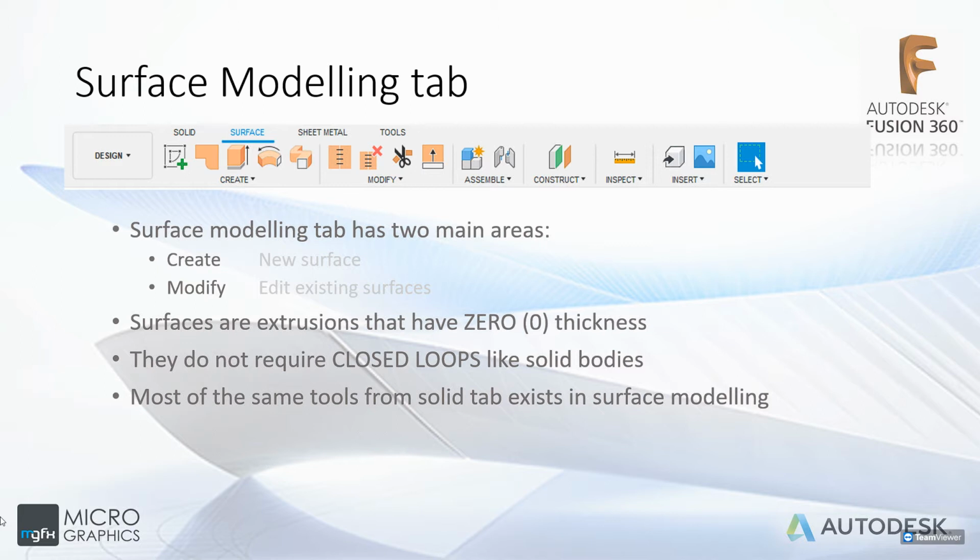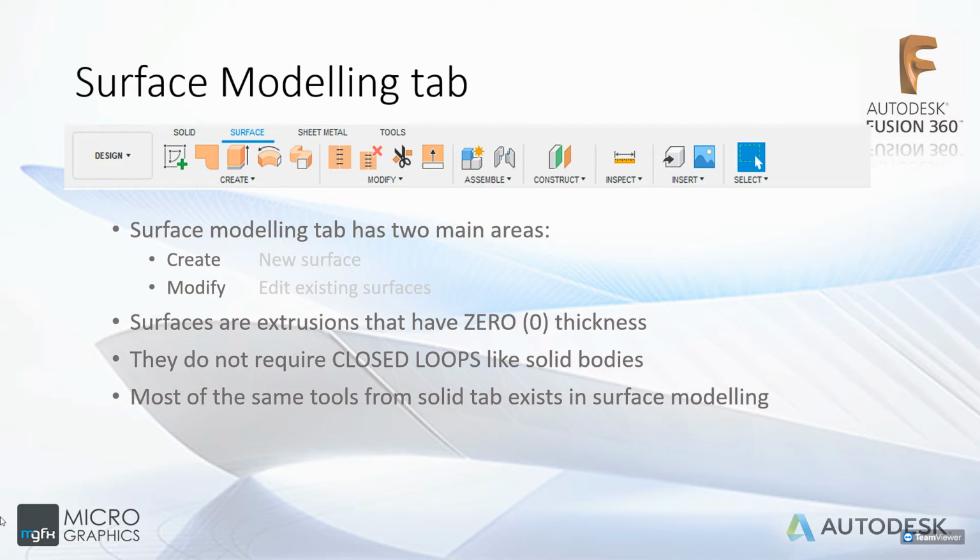In the surface modeling tab, you'll find 2 main panels. One is create and the other is modify. So create is for making new surfaces from scratch. If you don't have any surfaces, you can create something using very similar tools that you would find in Solid, such as extrude, revolve, sweep, or loft. The other panel is modify, and that will allow you to make changes to any existing surface bodies that you may have created.